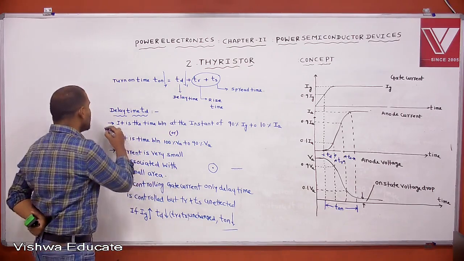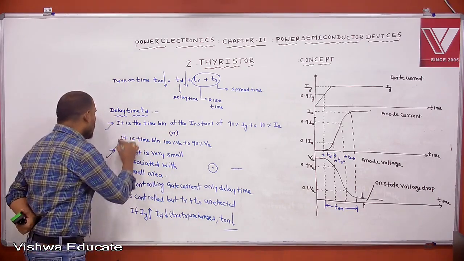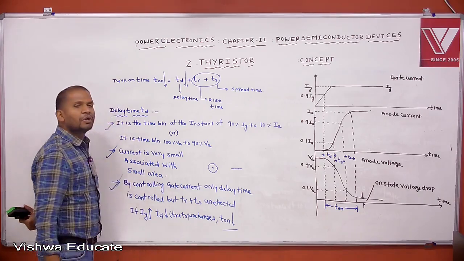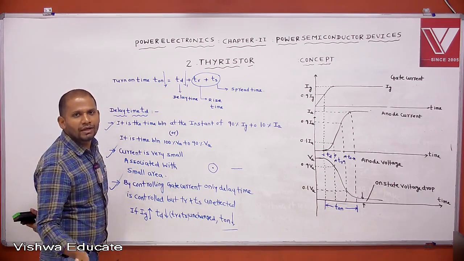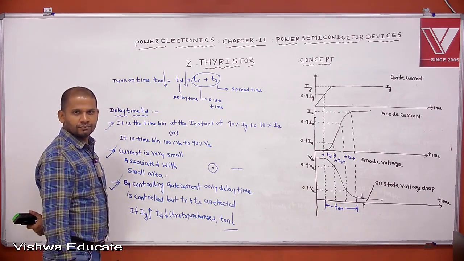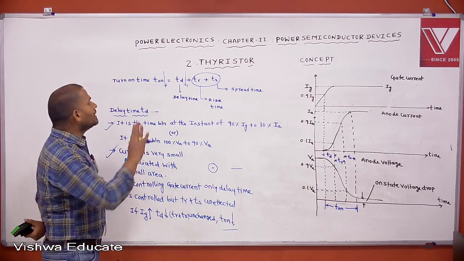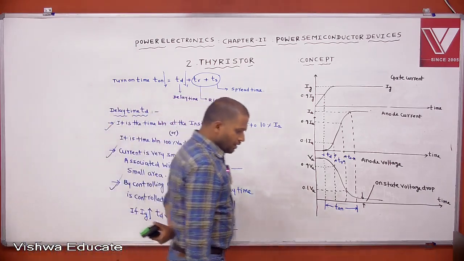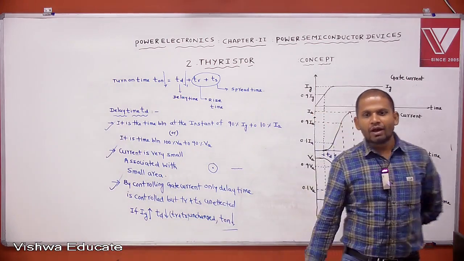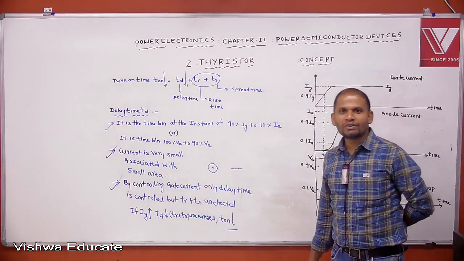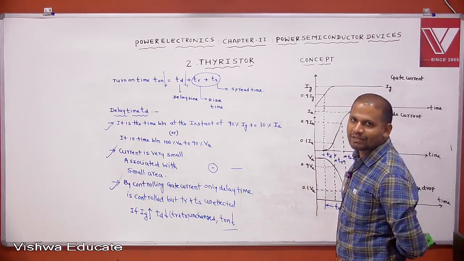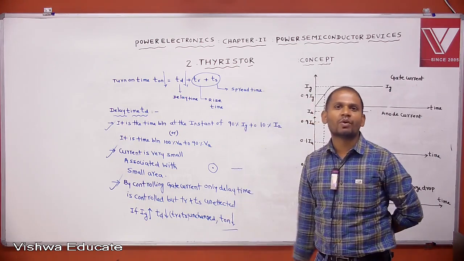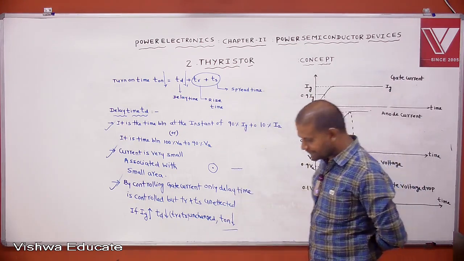Concentrate, what is the definition? Current is very small, associated with a small area, and only by controlling gate current we can control the delay time. But TR and TS are unaffected. Clear? Every point is important from the competitive point of view. Once you solve previous GATE, IES or PSU questions, you will see questions are framed based on these points.